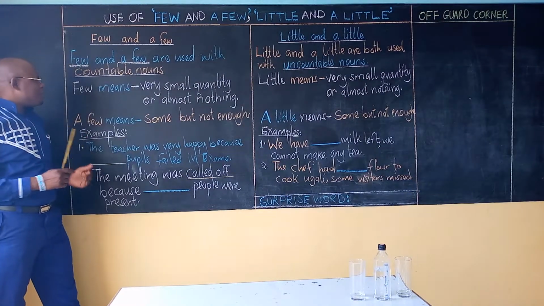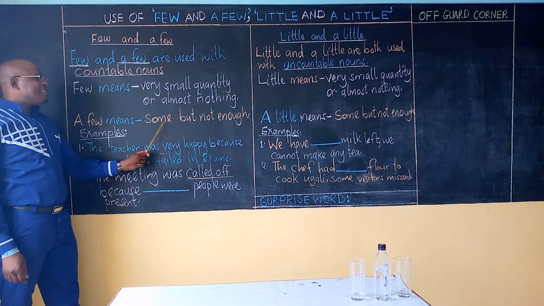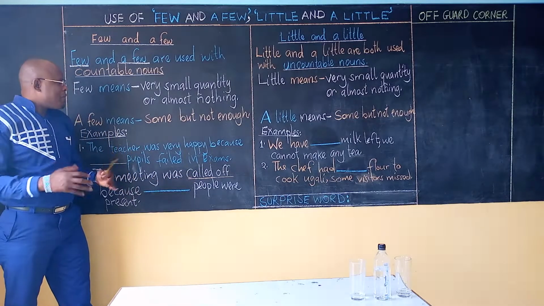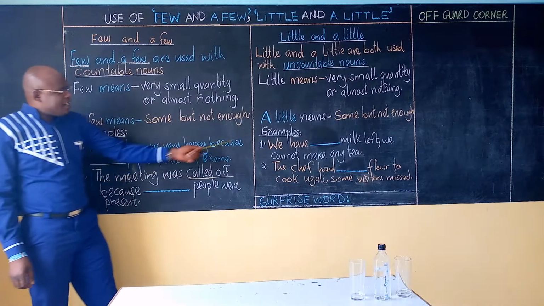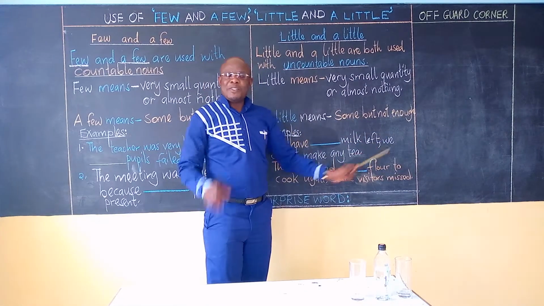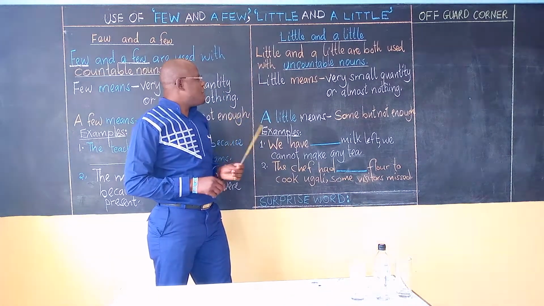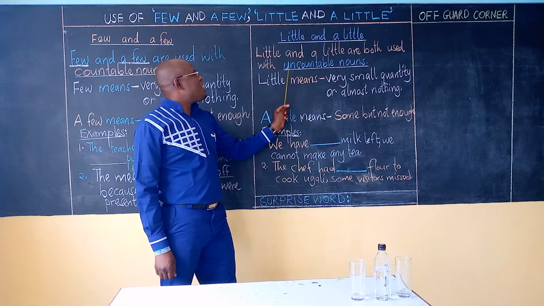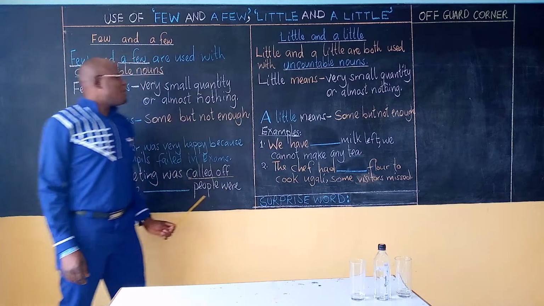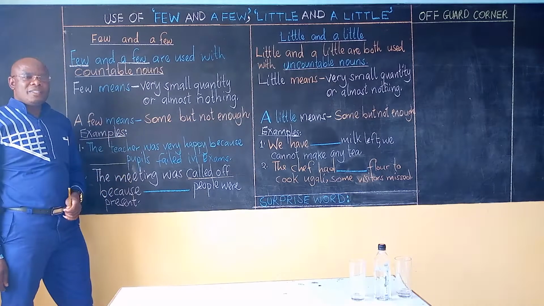Now, I want us to look at a few. A few means some, but not enough. Even though not enough, we have some. What can you see in a little? It means some, but not enough. So they mean the same thing. And similarly to little and few, the difference in use is that a few is used with countable nouns, whereas a little is used with uncountable nouns.